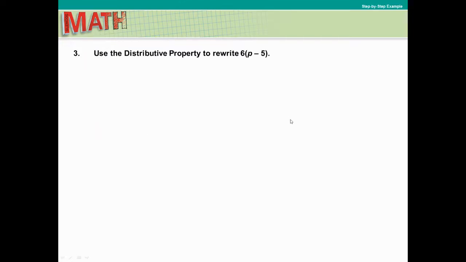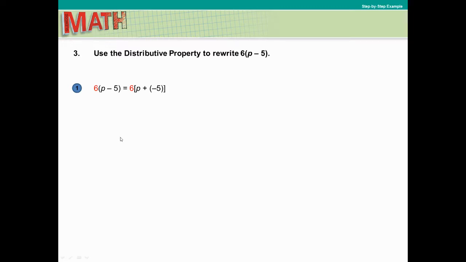Use the distributive property to rewrite 6 times the quantity of p minus 5. Now, they're going to show you a way to do this that I don't care for. I don't use it. I'm going to show it to you, and I'm going to show you the way I do it. You need to figure out which one makes sense to you.